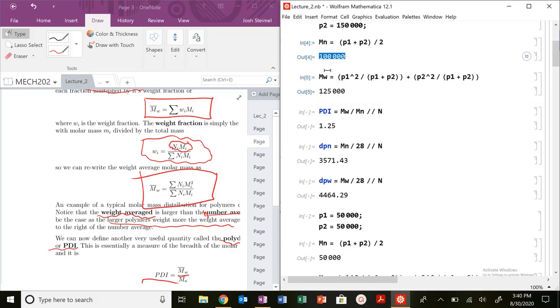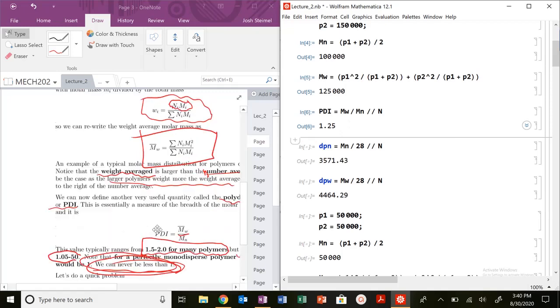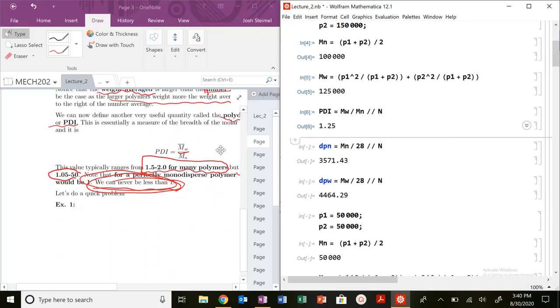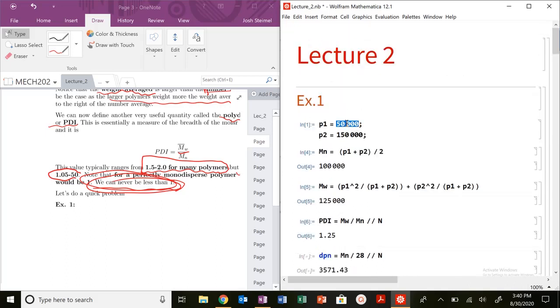So we want to calculate the PDI. That's just going to be right here. So that's it. 1.25 looks like a pretty normal polymer to me. Actually, looks pretty good. Again, a little bit lower. The closer we are to 1, if we had just 2 chains of polymers, or 2 moles that were both, for example, 150, 50K. Let's see what it's going to be.